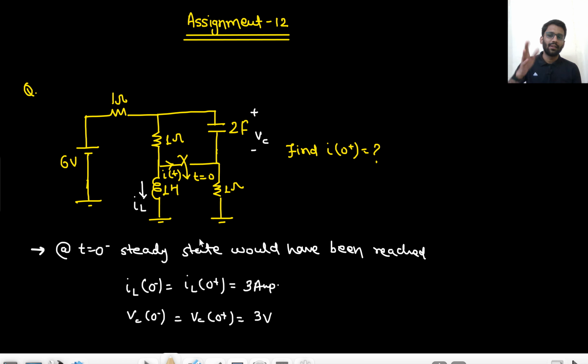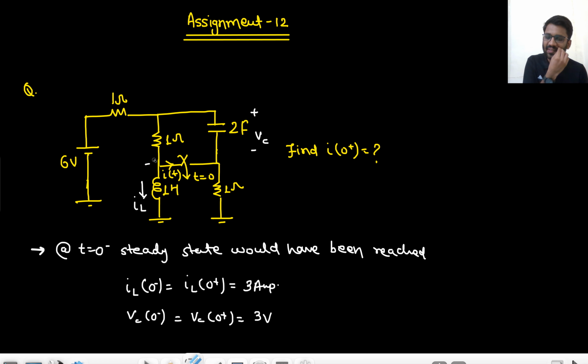Are you getting my point? At steady state, the inductor will be shorted, the capacitor will be open circuited. So in short, this will be the current, that would be 3 ampere. And since this is open circuited, there will be no current through it. So whatever the voltage drop is there across this resistance, the same voltage drop will be there across the capacitance. So that voltage drop is 3 volt.